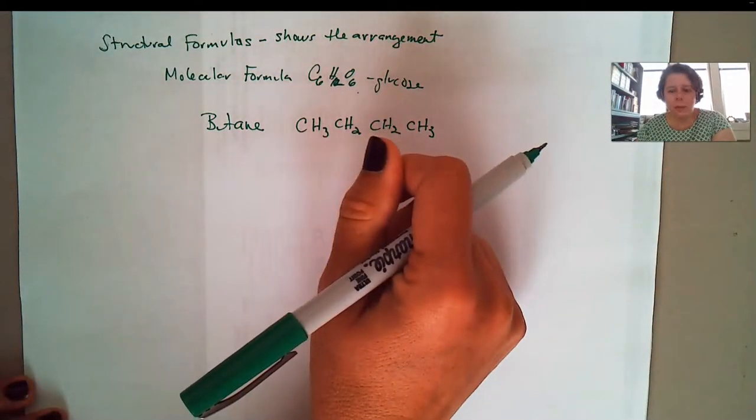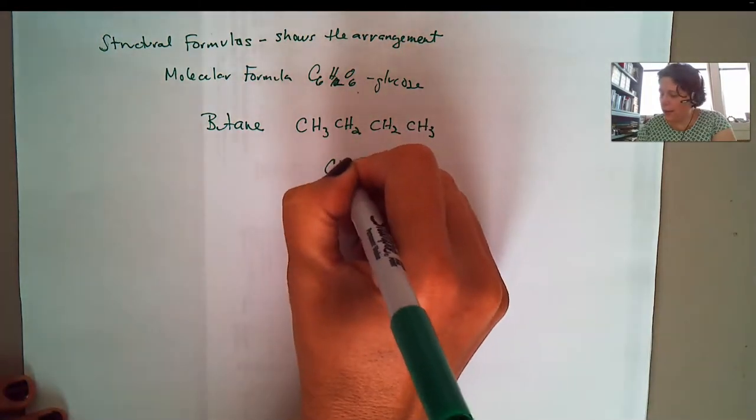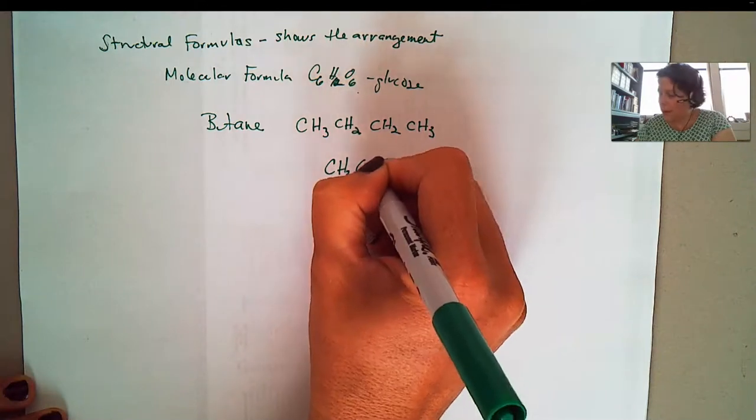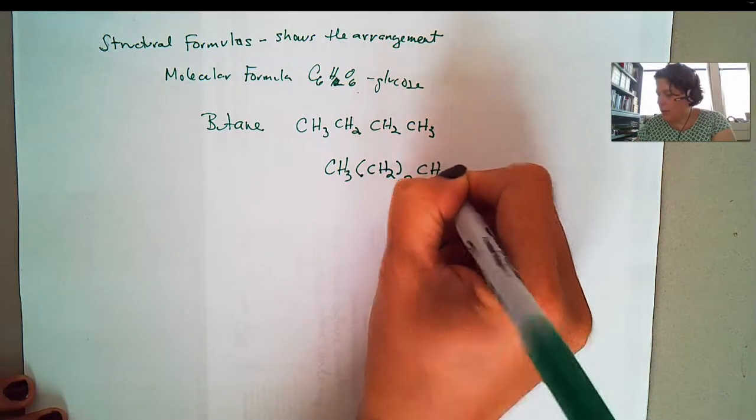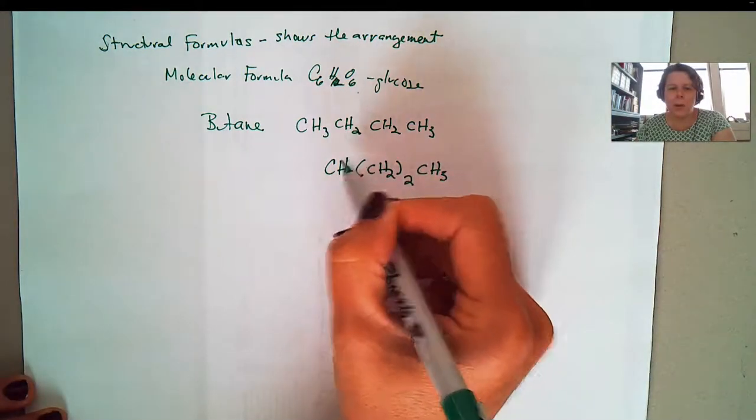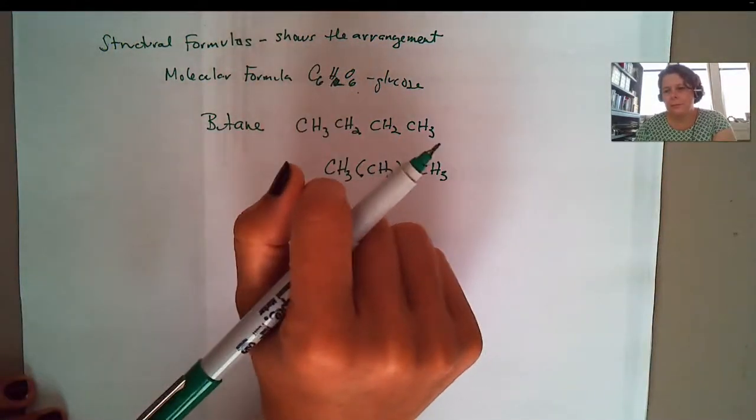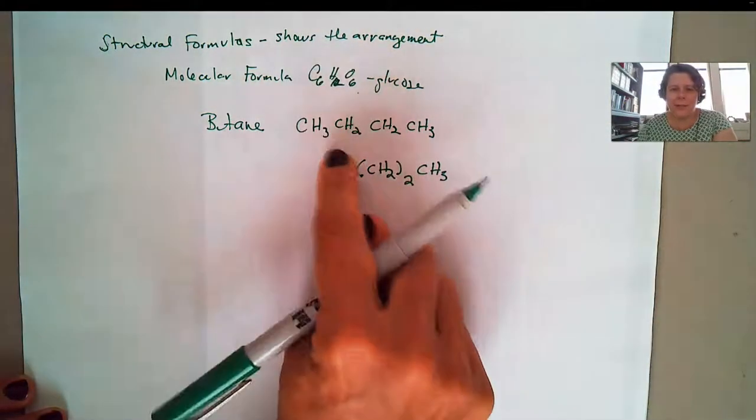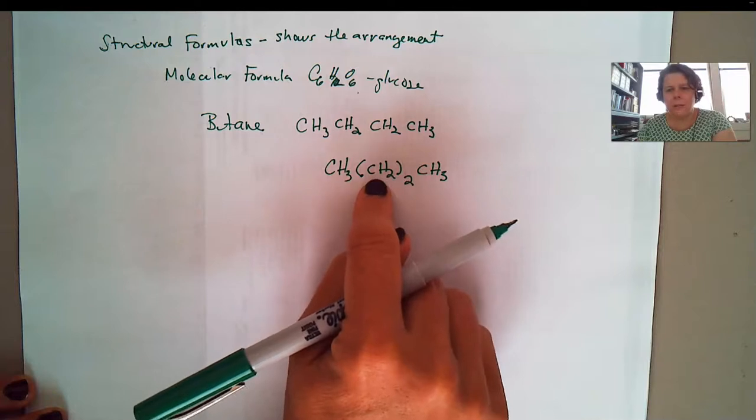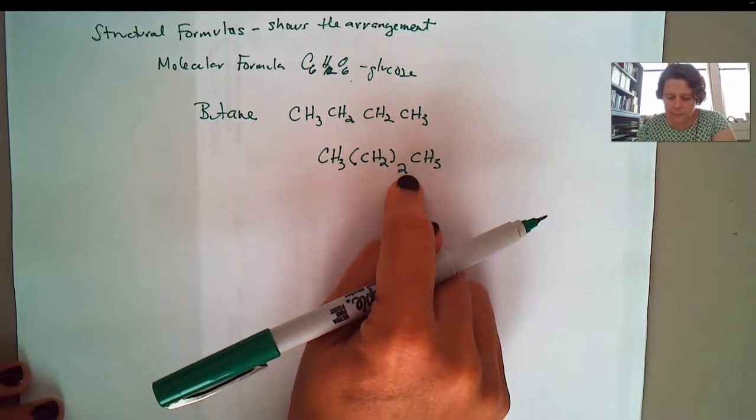Now you can do what's called the condensed version of this compound, and this is perfectly fine, where you go CH3, parentheses, CH2, parentheses, 2, CH3. For small compounds it's not a big deal, but say I give you something like decane, where you have 10 carbons in a row. You don't want to write out CH2, CH2, CH2 all those times. So you can do this. This is called the condensed version, and it is perfectly fine to use.